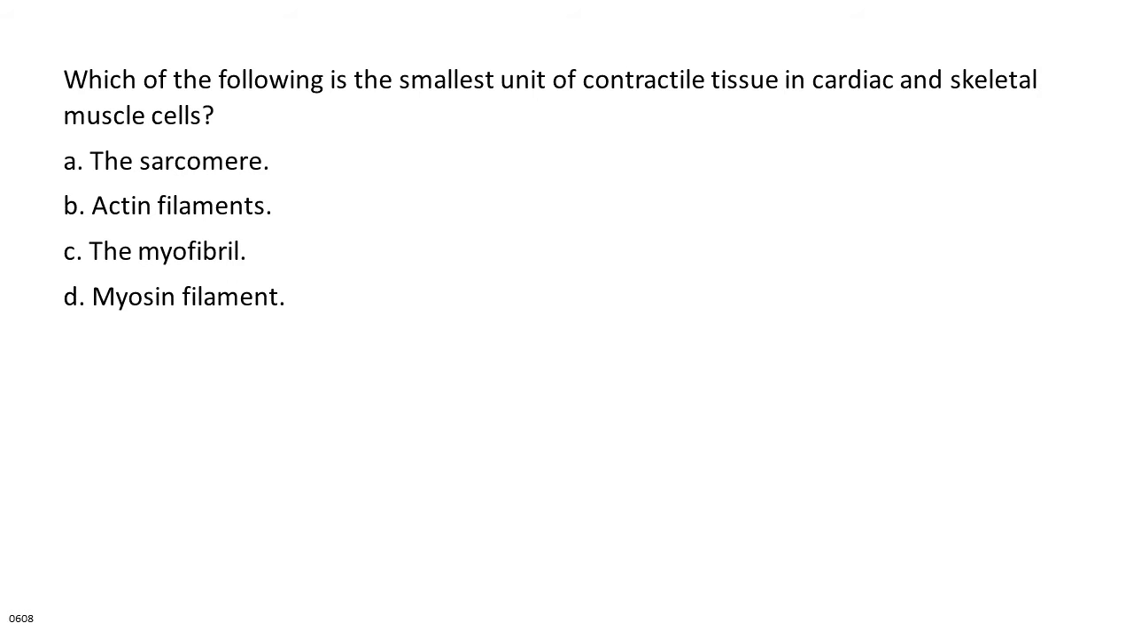Which of the following is the smallest unit of contractile tissue in cardiac and skeletal muscle cells? A. The sarcomere. B. Actin filaments. C. The myofibril. D. Myosin filament.